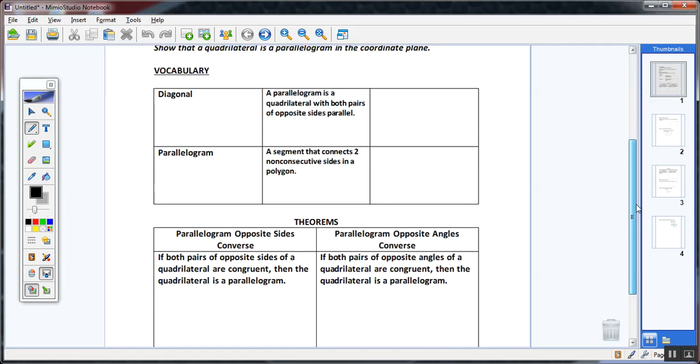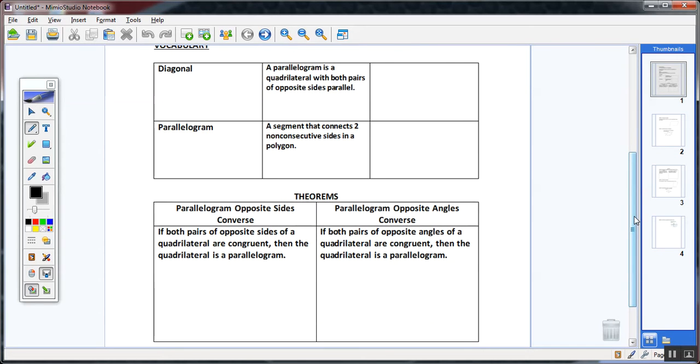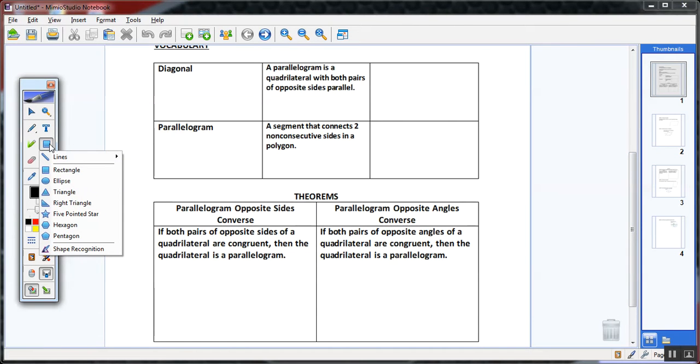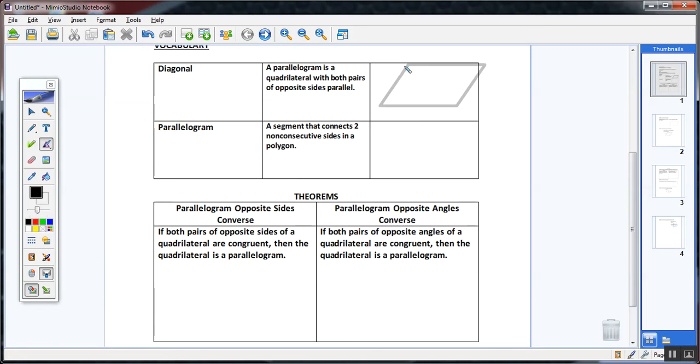All right, so we know what a parallelogram is. Let's talk about the diagonals of a parallelogram. In a parallelogram, what are the diagonals? It's just a segment that connects non-consecutive vertices. So here's my parallelogram. Here's one diagonal, and here's the other. So those are the diagonals in a parallelogram.